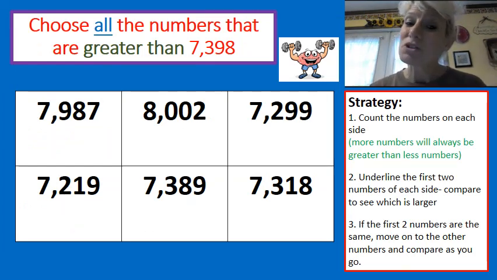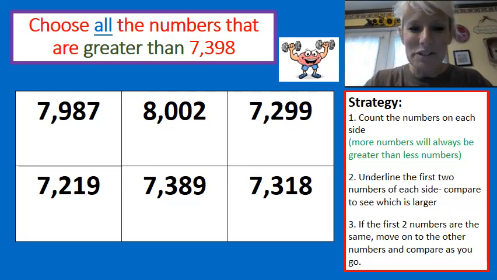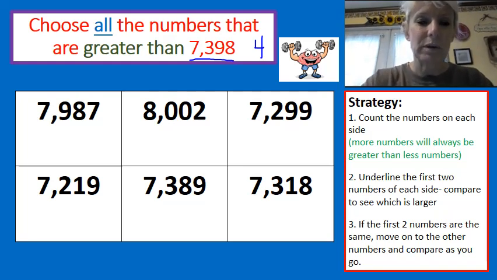Here we go. We're going to choose all the numbers that are greater than 7,398. So let's remember those skills that we were going to use. We were going to count the numbers on each side. I can see that I have 4 numbers right here. And as I look, I actually see 4 numbers on each one of these. So I know that I have 4 numbers in all the places. So I'm going to go to strategy number 2, and I'm going to be underlining each of the first 2 numbers to see if that can help me.